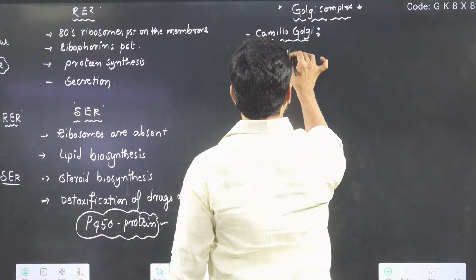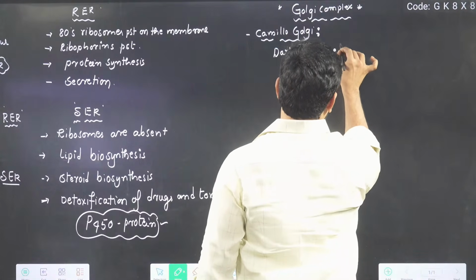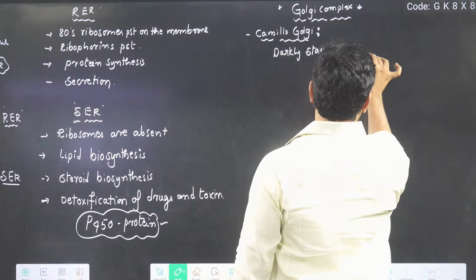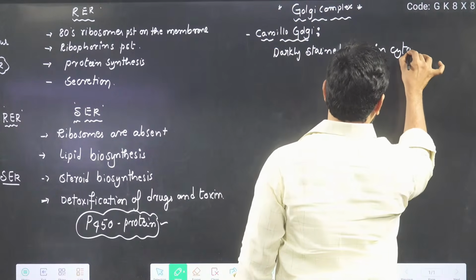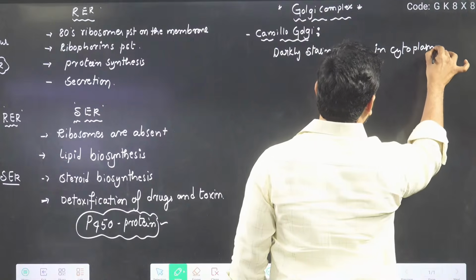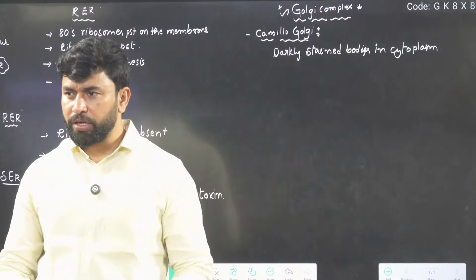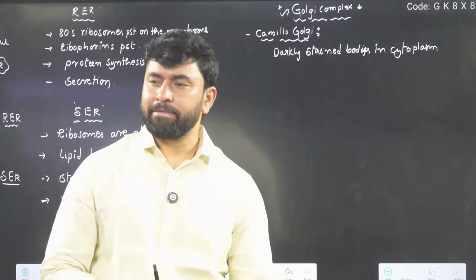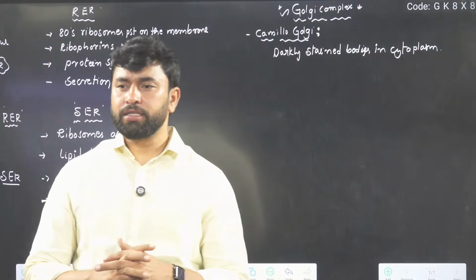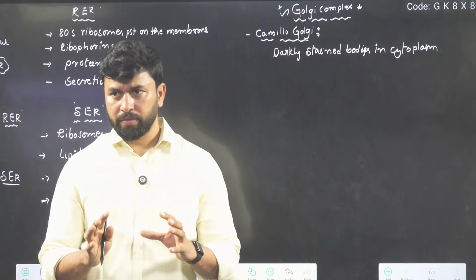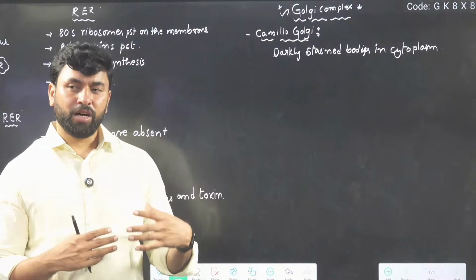Darkly stained bodies in the cytoplasm, he had noticed. Those darkly stained bodies are known as Golgi. Later those darkly stained bodies were called the Golgi complex after his name. Golgi complex or Golgi body and so on. That's the name development. Then, where is it present and how does it work?